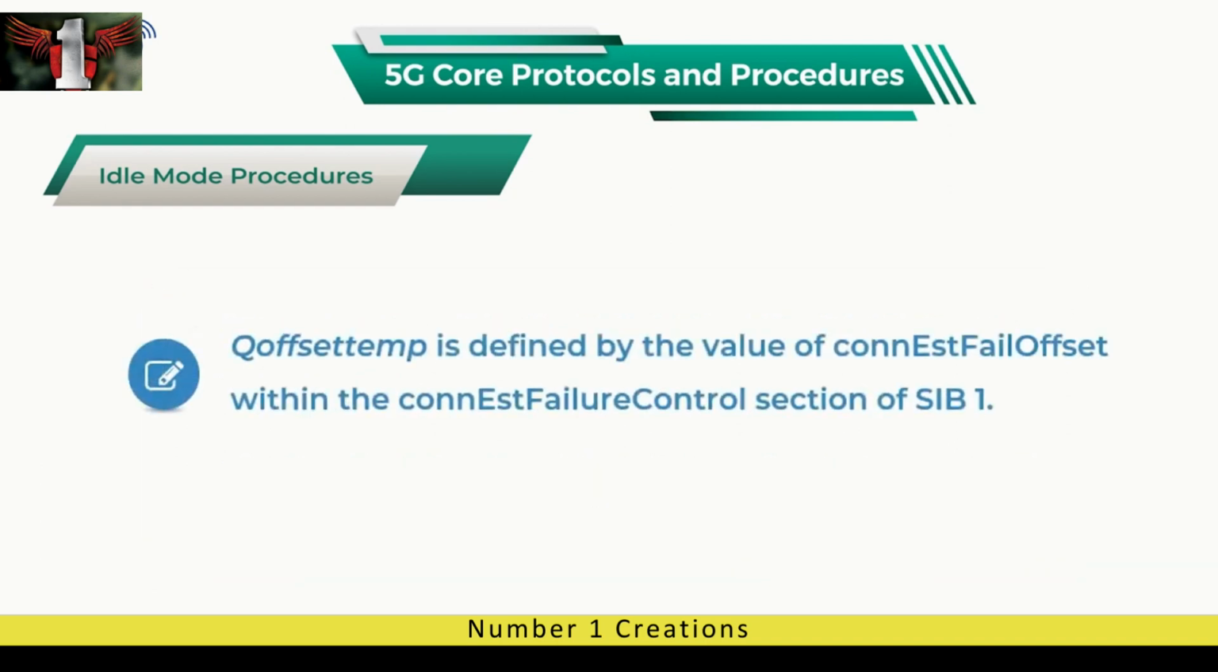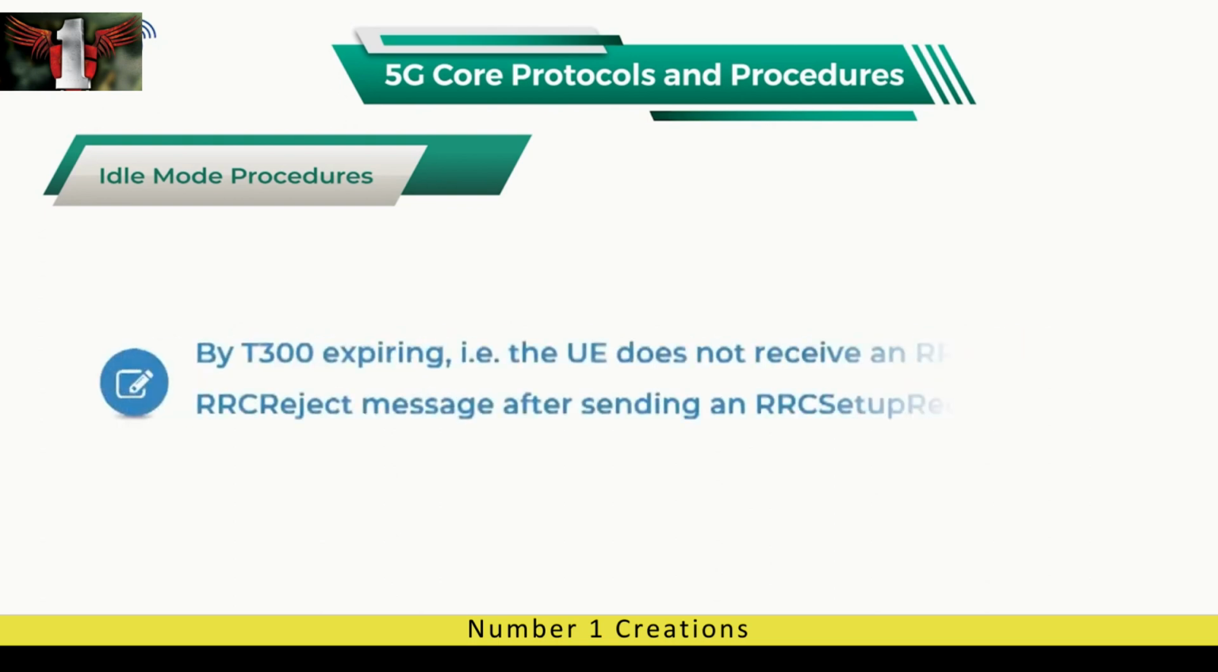Q offset temp is defined by the value of connection establishment failure offset within the connection establishment failure control section of SIB1. This temporary offset is applied if the UE experiences repetitive connection setup failures caused by T300 expiring. That is, the UE does not receive an RRC setup nor RRC reject message after sending an RRC setup request.